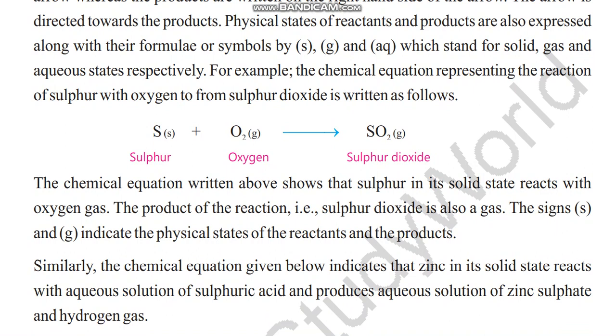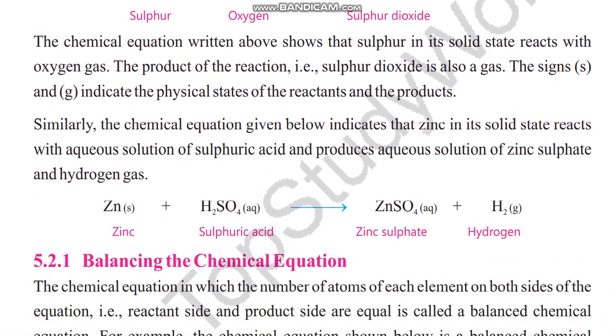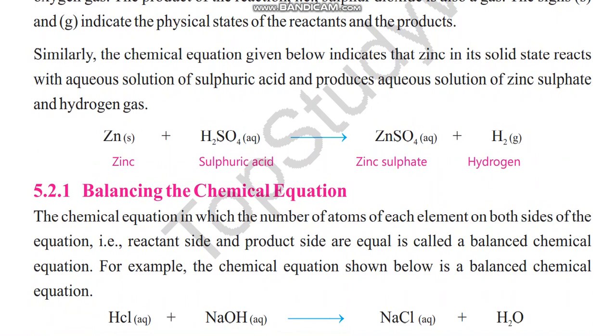Similarly, the chemical equation given below indicates that zinc in its solid state reacts with aqueous solution of sulfuric acid and produces aqueous solution of zinc sulfate and hydrogen gas. Next we study about balancing the chemical equation.